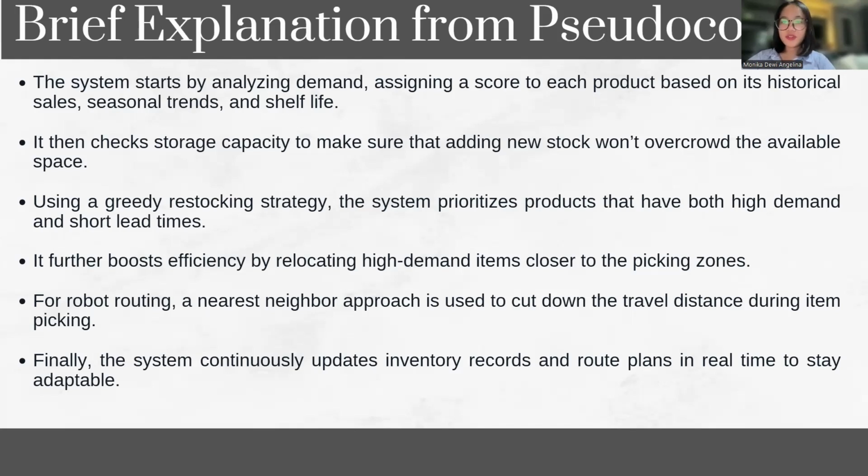It further boosts efficiency by relocating high demand items closer to the picking zones. For robot routing, a nearest neighbor approach is used to cut down the travel distance during item picking. Finally, the system continuously updates inventory reports and route plans in real life to stay adaptable.